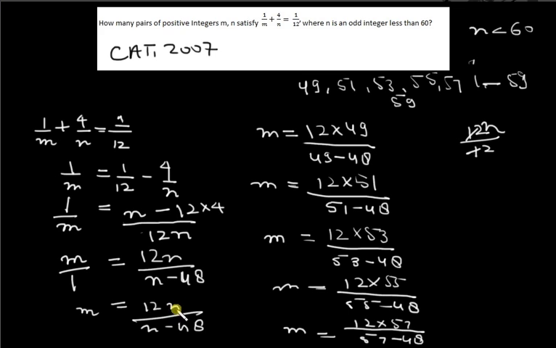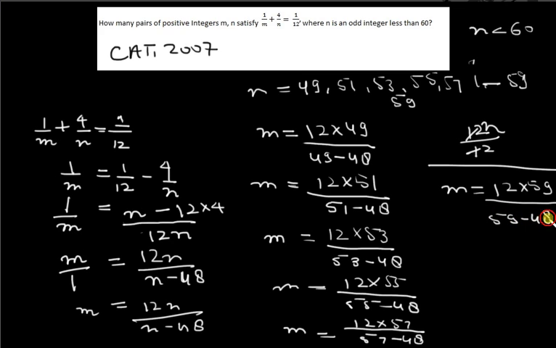n is in the numerator also, and in the denominator also. It is here in multiplication, and here I'm subtracting 48 from n. So that's why I can take different values of n here in order to find the value of m. The last value I can write for n is 12 into 59, and 59 minus 48. So now I have to solve it.